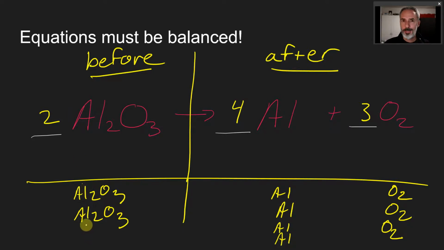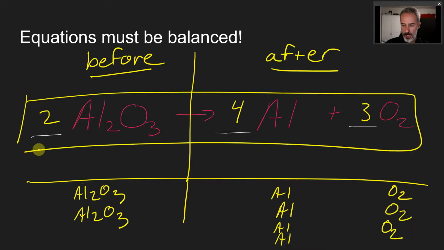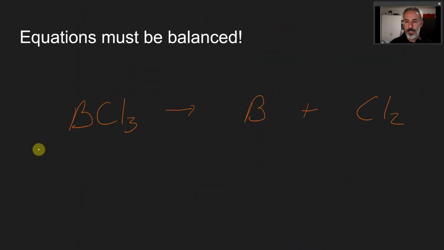It's balanced. Let's double check our oxygens to make sure we didn't mess them up. 3 plus 3 is 6. 2, 4, 6. We are good to go. That is a balanced equation. All right, fantastic. Now, I want you to balance this one. I will show you the answer to it right afterwards, but I want you to balance it and then type in the whole equation with the balanced coefficients in front of it.